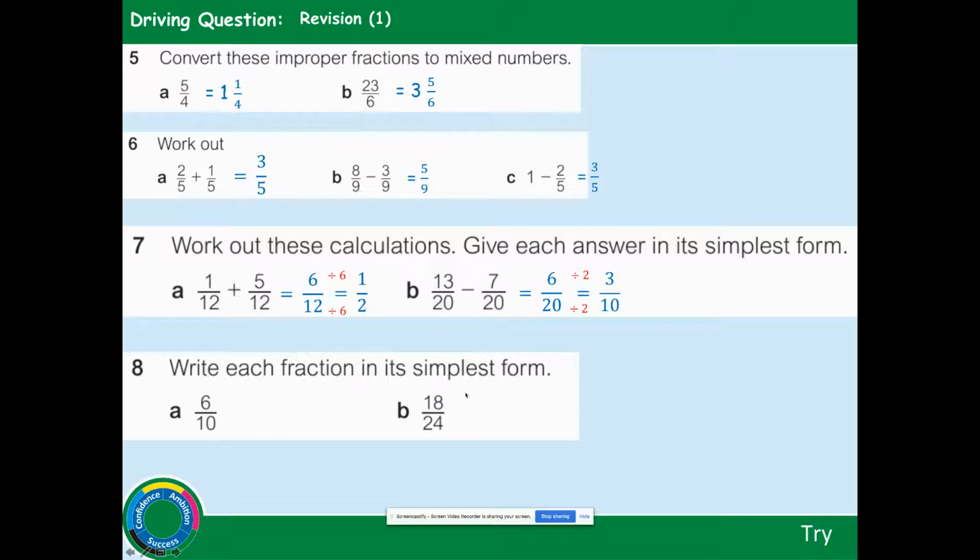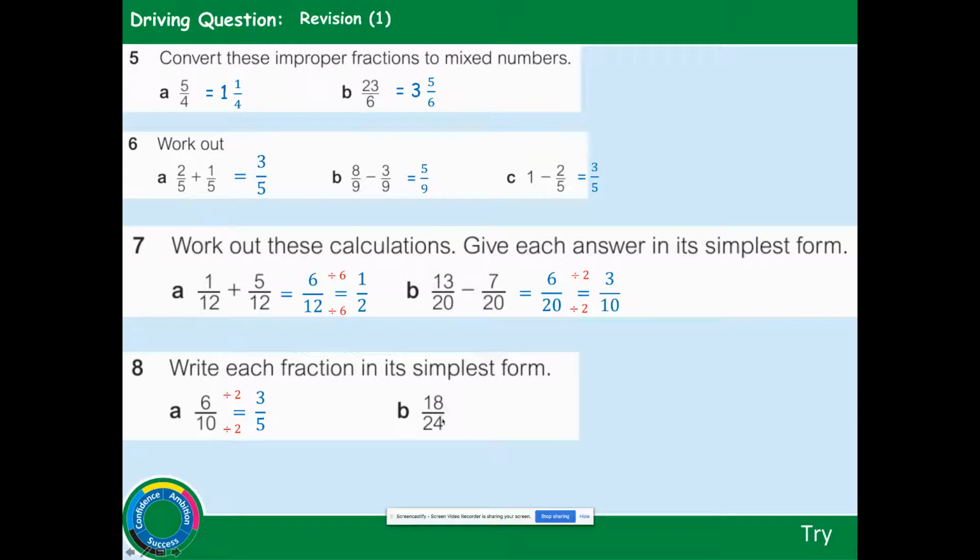Write each fraction in its simplest form. So again, we can look and think, oh, we've got 2 even numbers. We could divide by 2. It's 3/5. In fact, 3 and 5 are both prime numbers, so nothing's going to go into 3 and into 5 apart from 1, or 3 and 5.